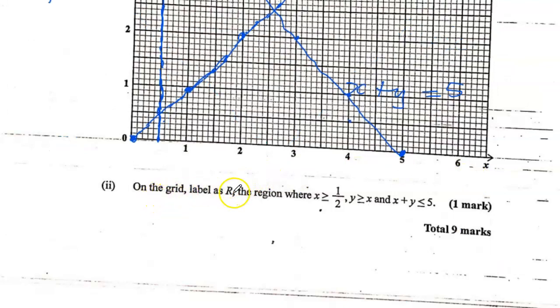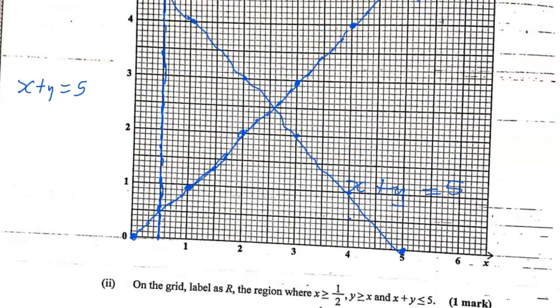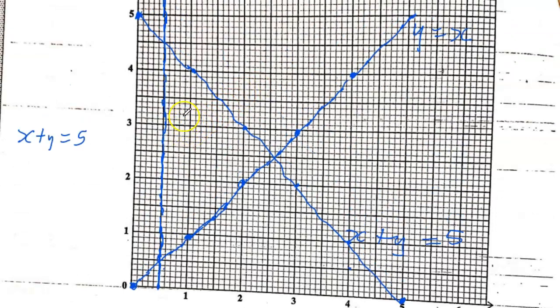Next, on the grid we are asked to label as R the region where x is greater than or equal to a half. That's to the right of the line x equal to a half. y is greater than or equal to x, that's above the line y equal to x. And x plus y is less than or equal to 5, that's below the line x plus y is equal to 5. So this region is enclosed by all three of the lines that we just drew.